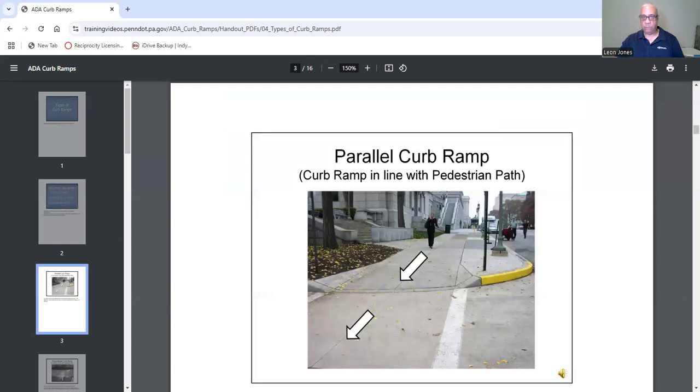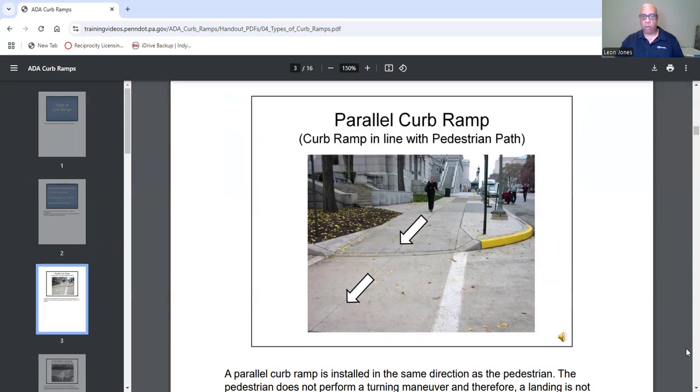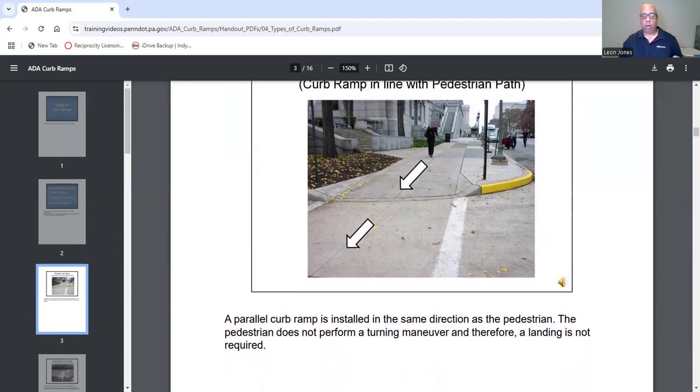Now, basically, here's what a parallel curb ramp in line with a pedestrian path looks like. As you see, it's depressed. Here's the crosswalk. Now, a parallel curb ramp is installed in the same direction as a pedestrian. The pedestrian does not perform a turning maneuver, and therefore a landing is not required.